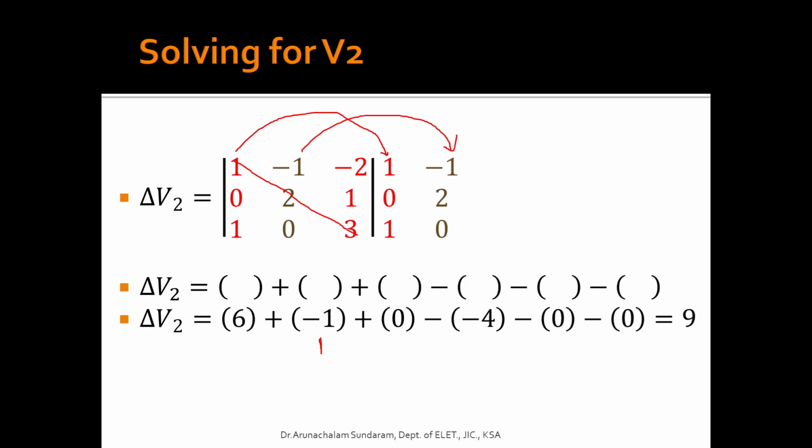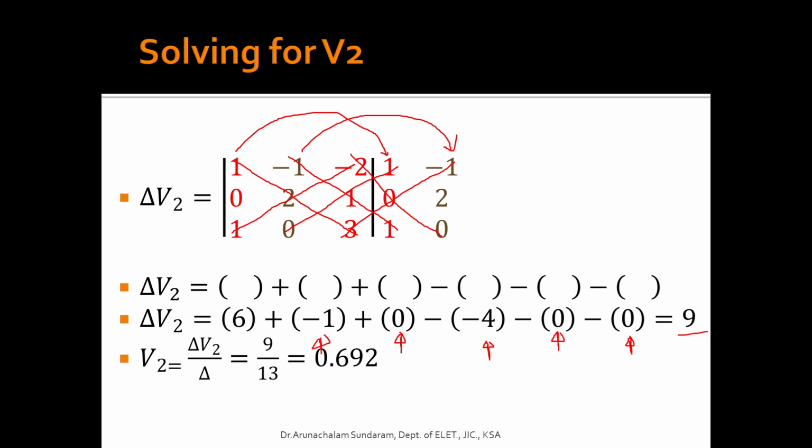How do you get this minus 1? Minus 1 is the product of these three numbers. How do you get 0? 0 is the product of these three numbers. Then how do you get minus 4 here? The minus 4 is the product of these three numbers. How do you get 0 here? The 0 is the product of these three numbers. And 0 here is again the product of these three numbers. So your answer is 9.